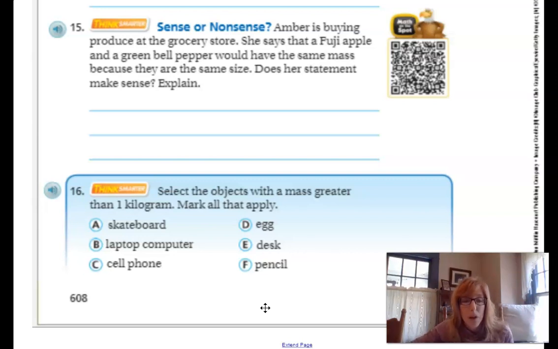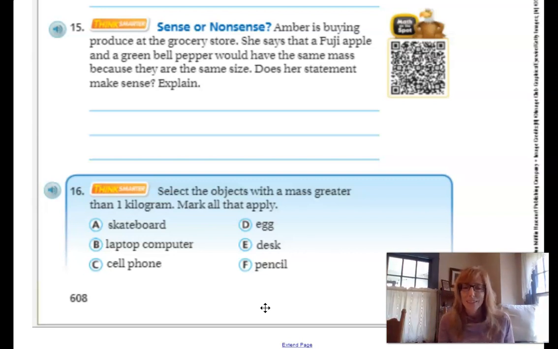How about a laptop computer? If I lift up my laptop right now, I better use my muscles or I'm going to be in trouble because I'm going to drop it. A cell phone. Do you have to use much muscle for a cell phone? Can you imagine if you had to use your muscles to hold your cell phone up or to text on it or play your games? You would have huge muscles from holding your cell phone. So that one does not get marked.